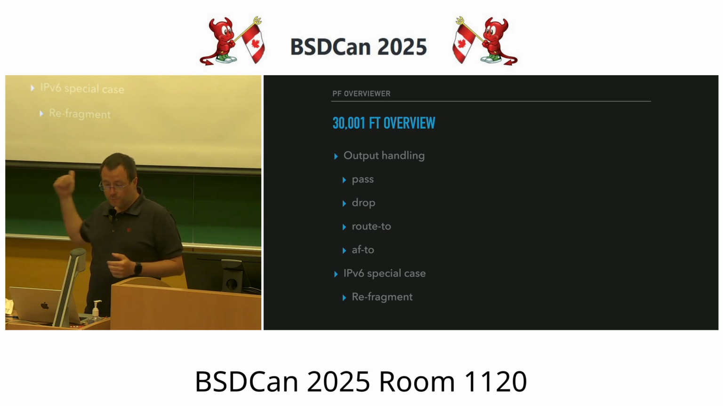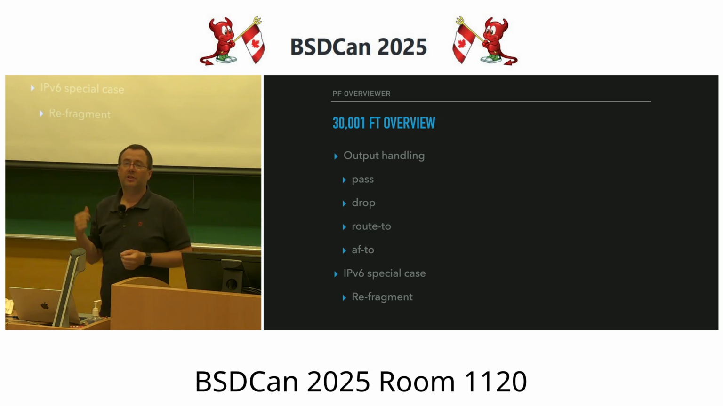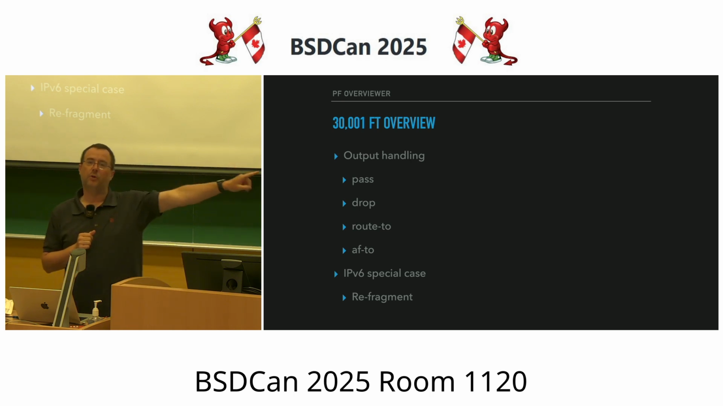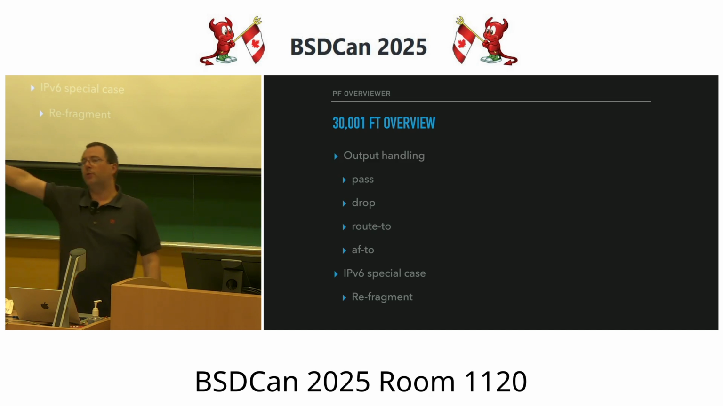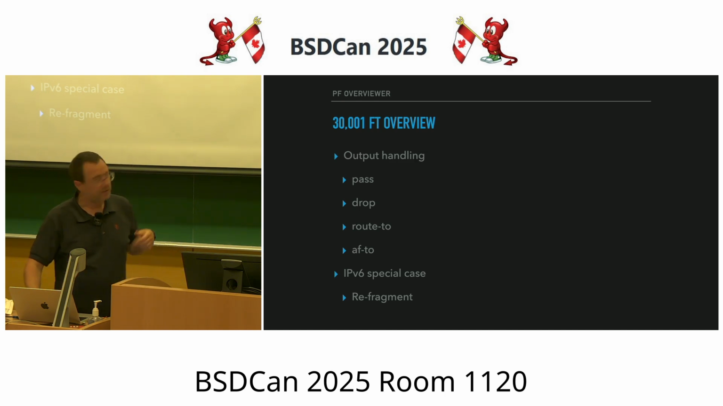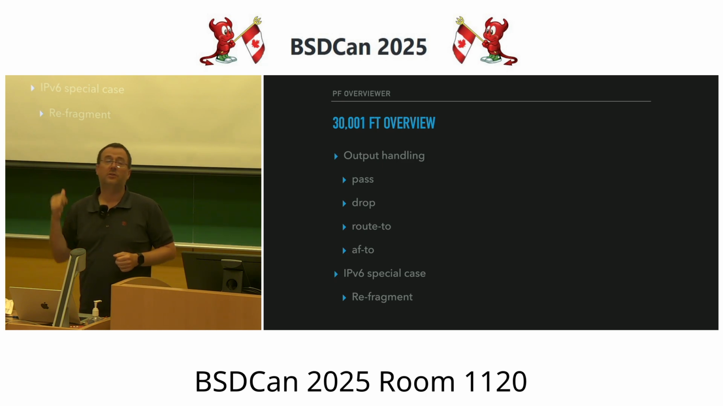We can route-to, which is policy routing, where PF says, I know the routing table says the packet needs to go that way, but actually we're going to send it that way. This is in pfSense specifically used to do multi-WAN setups where you have multiple uplinks and you want to bind your connections to a specific uplink, but you only have the one default route, of course. Finally, and this one is relatively new, is af-to, which is address family translation, which is NAT64.